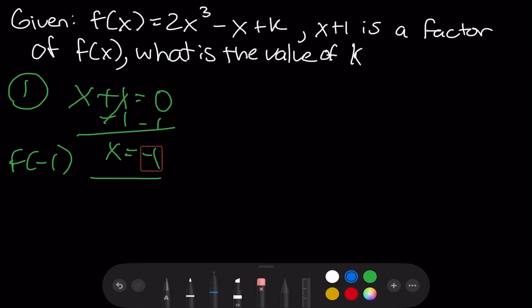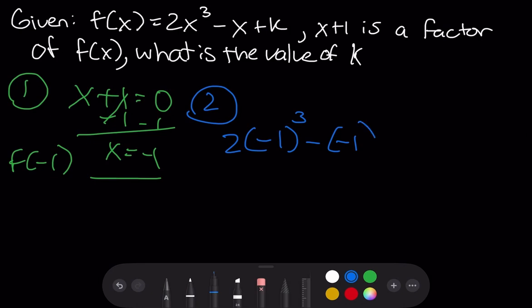So step 2 is now we're actually going to substitute it into our function. So 2 times negative 1 to the third power, minus negative 1, plus k. So now that we have this down, we can simplify it.